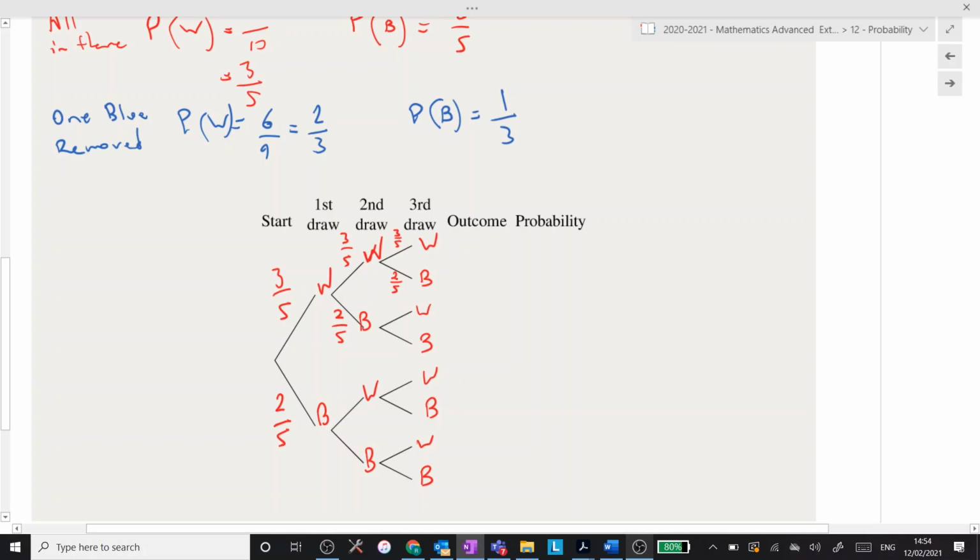Well, what we've done is we've just gone whites, but now here, this second one down here, we've taken out a blue. It's the first blue taken out. So that means these probabilities are going to be 2 over 3 and 1 over 3. Does it make sense how I got that? Because it was the first blue taken out. And the same down here. We're going to have 2 over 3 and 1 over 3 because it's the first blue taken out.